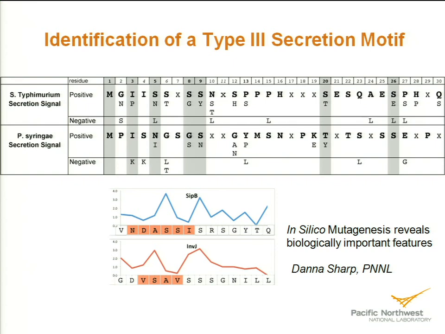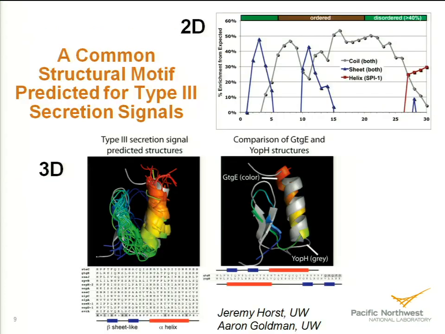So I want to talk next about this hypothesis that maybe these different sequences are actually giving rise to some kind of similar structure. We looked at this using a number of different structural prediction methods. We first used SSpro to predict secondary structure of all Salmonella proteins. We found a significantly enriched region of beta sheet in the N-terminal region. This is significantly enriched coil, which is not very informative.